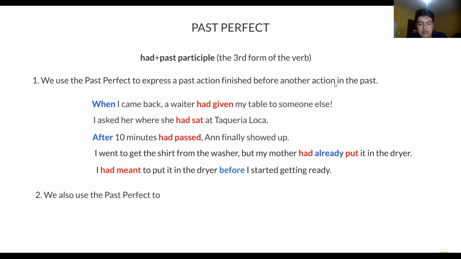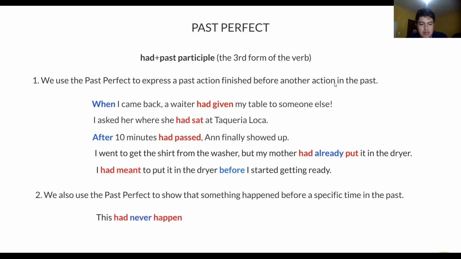We also use the past perfect to show that something happened before a specific time in the past. This had never happened to me before last night.